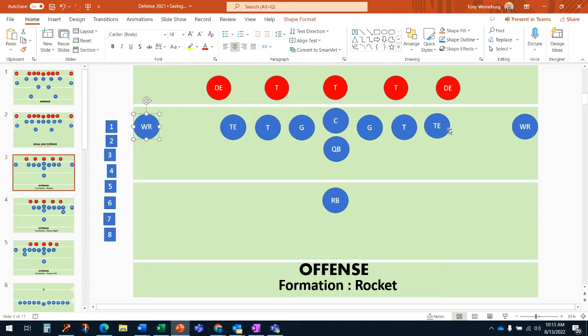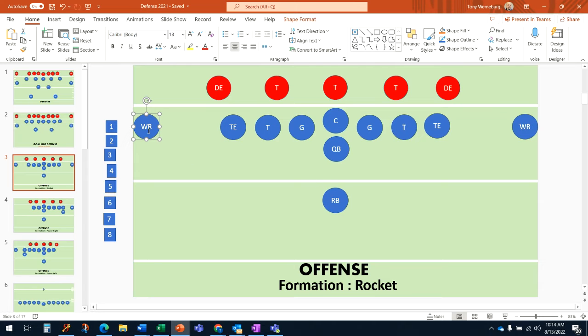The tight ends are both tight, meaning there are two tight ends and they are lined up next to the tackles on the line. This is a very heavy kind of running stance for a team. And this is going to be our standard formation, our rocket formation. Now, from here, the children need to know what the gaps are. The gaps are going to be when we call our plays, okay?